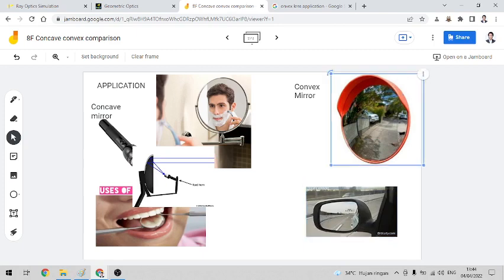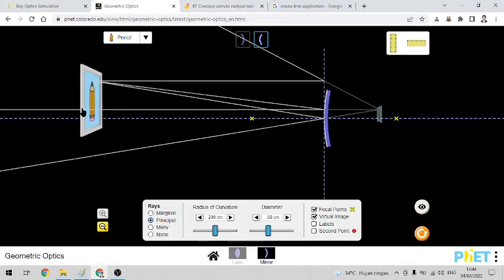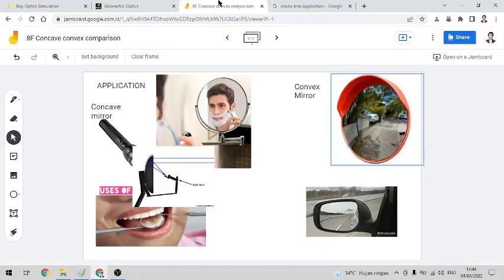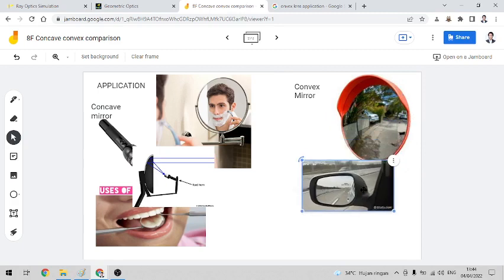So why not use plane mirror? Why do we use convex? Because the image is smaller. It means it can cover a wider range of area, and the driver can see a wider area.